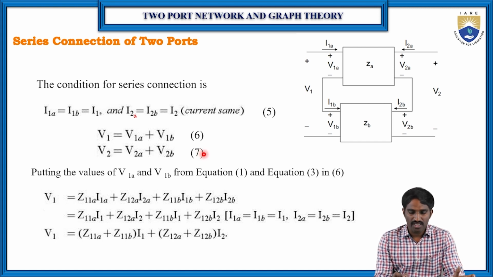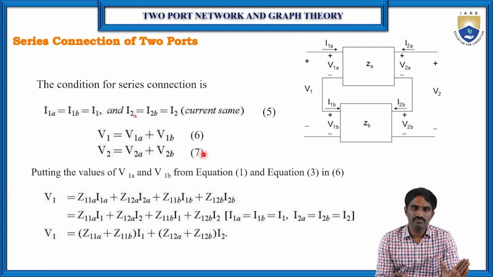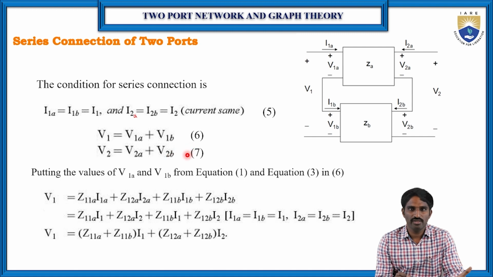So now what we are going to find: the resultant network has input voltage and output voltage V1 and V2, and the input current and output current I1 and I2. Here I am trying to write the voltage equations in terms of the currents, because we don't know I1 and I2 directly, but we know that I1 is equal to I1A and I1 is equal to I1B. Similarly, I2 is equal to I2A is equal to I2B.